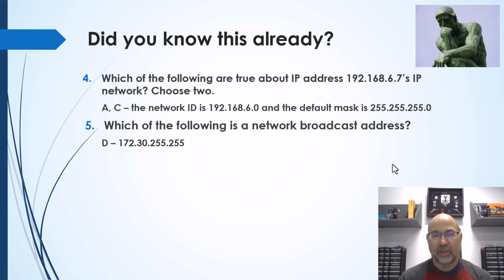Which of the following are true about IP address 192.168.6.7's IP network? Choose 2. Well, this is a Class C, and so we know the network address is 192.168.6.0. We also know that the default mask for Class Cs is 255.255.255.0. Which of the following is a network broadcast address? Well, the only answer that fit was 172.30.255.255. Remember that the entire host portion has to be converted to ones, so that's why it's 255.255.